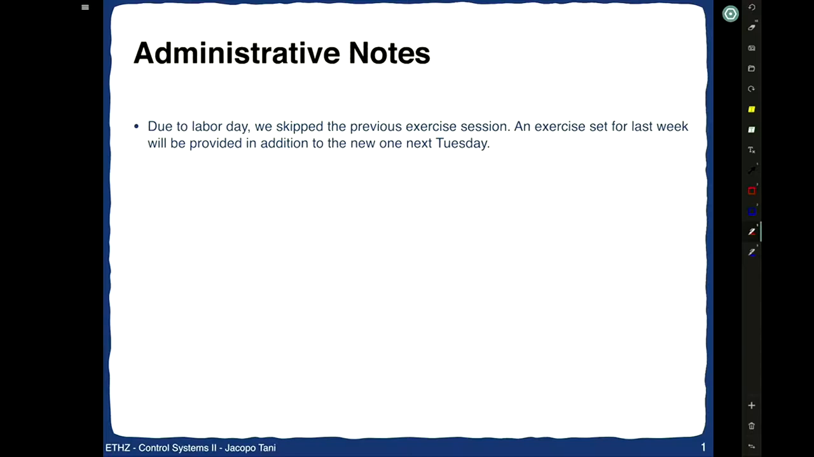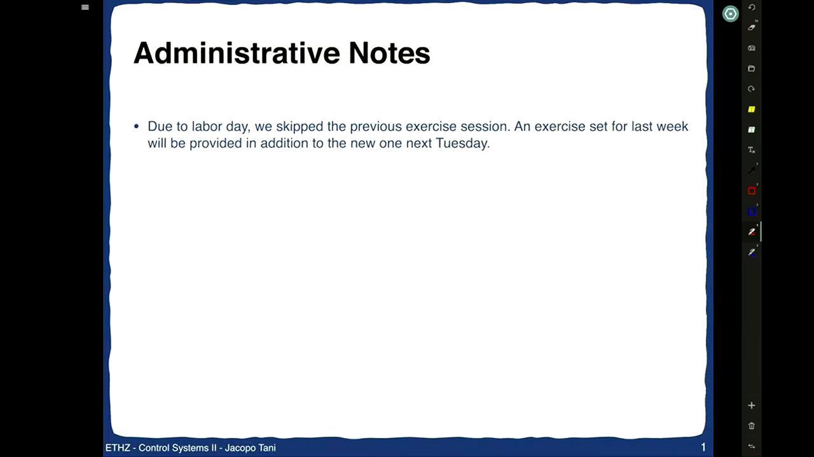There's not much to say, just that, as you all noticed, we didn't really have an exercise session last week. We will provide some exercises in the next exercise session. Probably the TAs won't go through them. We'll have to look at them on your own, but at least you have something to practice on.